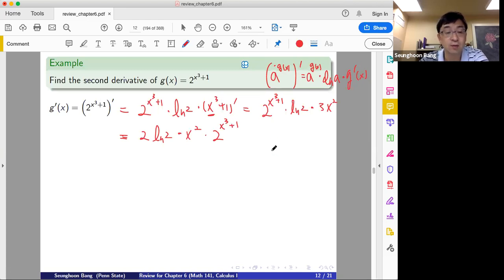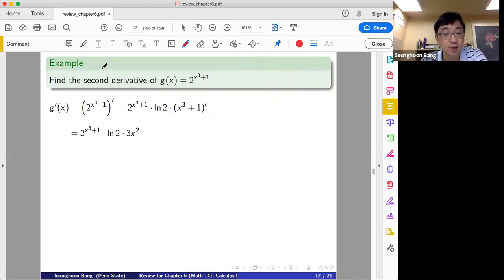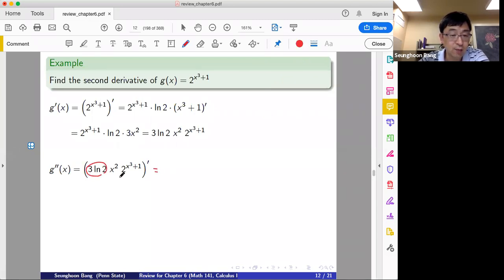The first derivative. What's the equation? Find the second derivative. How can you find the second derivative? You have this one and the second derivative. So what's that? Only take out 3 times ln of 2.